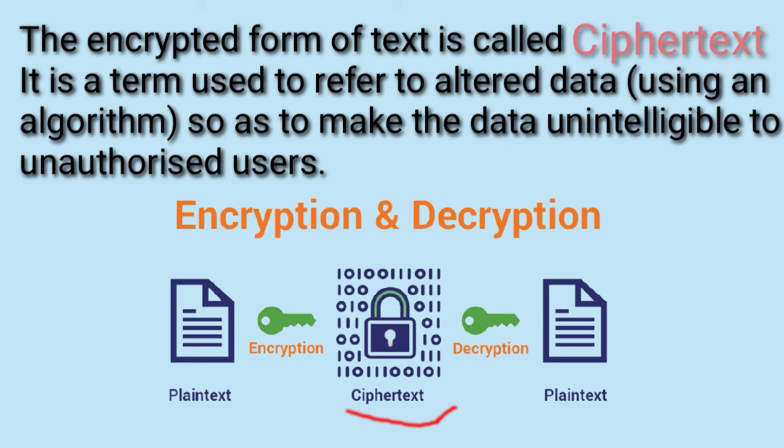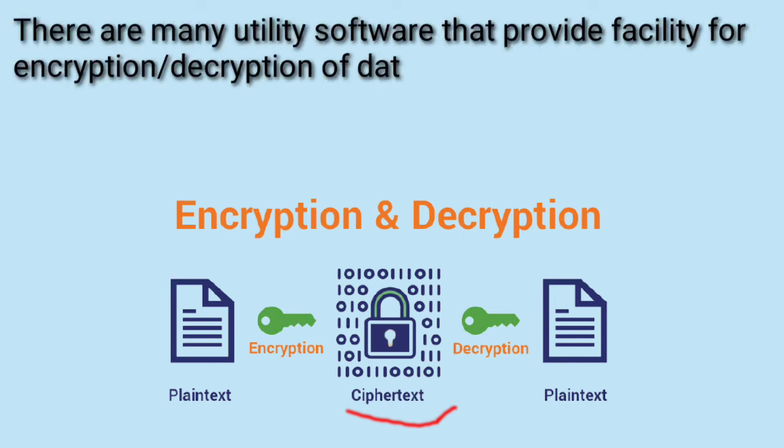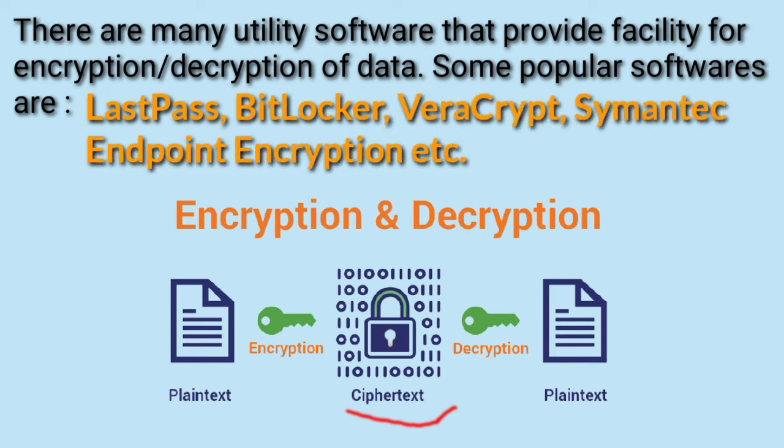Understood? The utility softwares which provide the facility of encryption and decryption of data are LastPass, BitLocker, VeraCrypt, endpoint encryption. Many more are there. You can find out online. There are different kinds of software which are helpful for encrypting and decrypting the user's sensitive information.